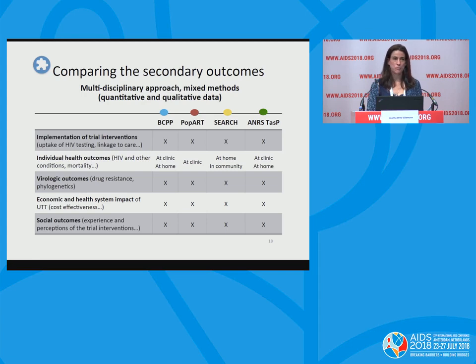All trials have also been documenting the economic impact of the trial interventions, to a certain extent of the trials themselves, on both households and local health systems. And also, all have been investigating the social outcomes associated with universal test and treat, which included the barriers and the facilitators to accessing HIV care, for example, or the community perceptions and experiences of universal test and treat.